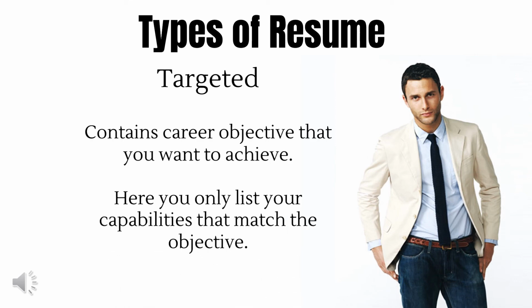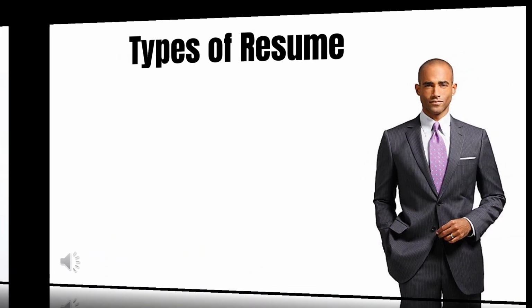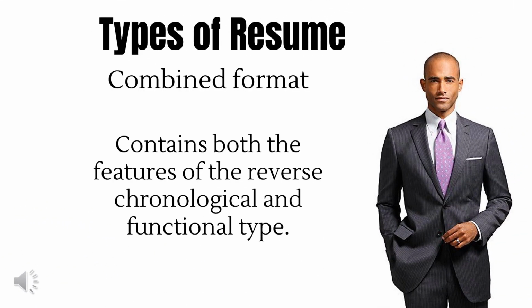Let us have the third type of resume, which is targeted. It contains career objective that you want to achieve. Here, class, you only list your capabilities that match the objective. That's why it is coined targeted, because your capabilities should match the objective. Lastly, we have combined format. It contains both the features of the reverse chronological and functional type.